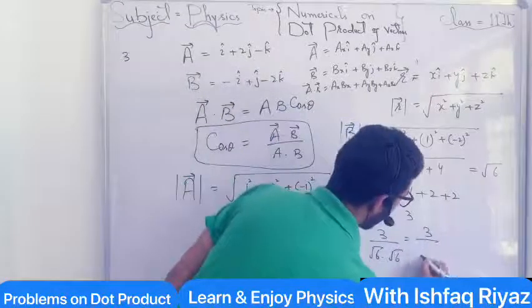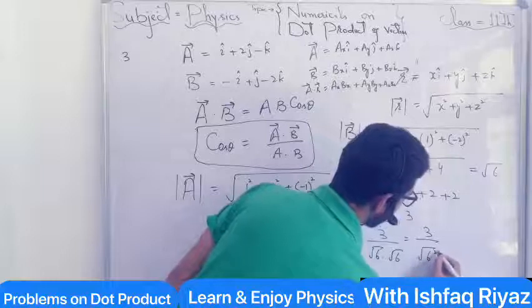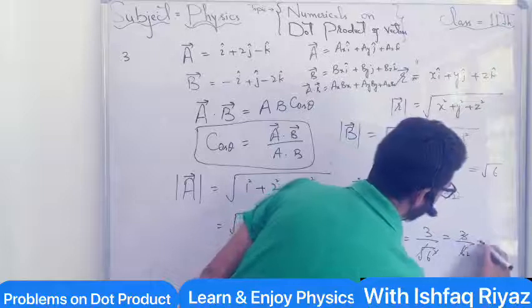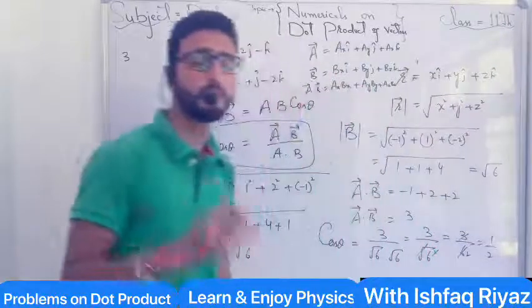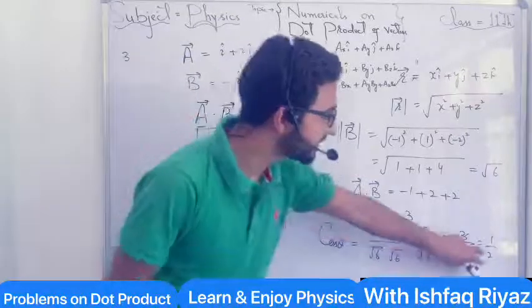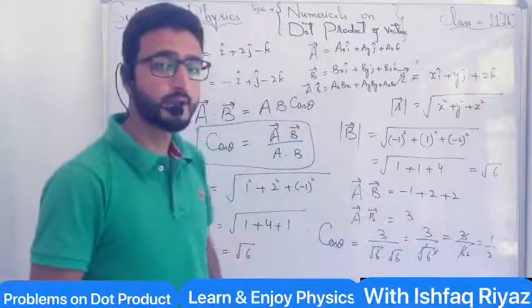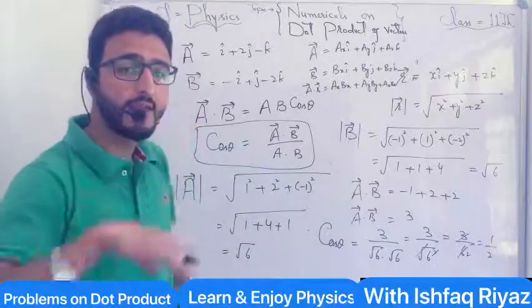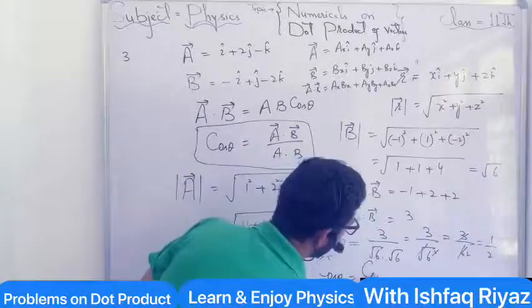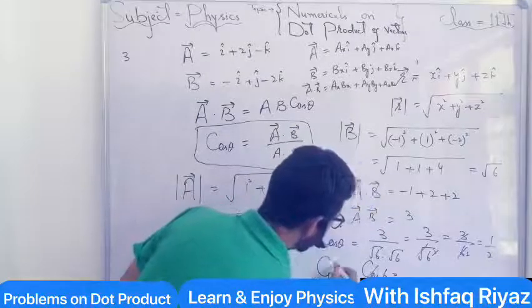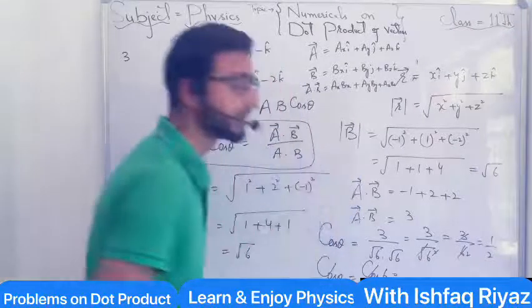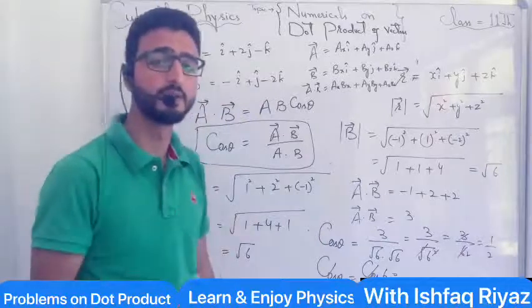This is 3 divided by root 6 into root 6, which is root 6 square. Square and root cancel. This is 3 divided by 6, that is equal to 1 by 2. If you remember the value of cos of theta from the trigonometric table, cos of theta is equal to 1 by 2. When is the value of cos 1 by 2? At an angle of 60 degree, right? So I will write here cos theta is equal to cos of 60 degree. Cos and cos cancel, so theta is simply equal to 60 degree, or you can write pi by 3, right?